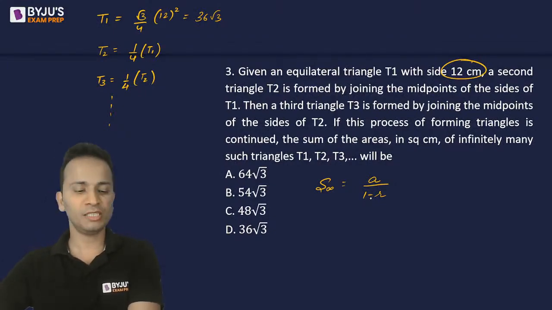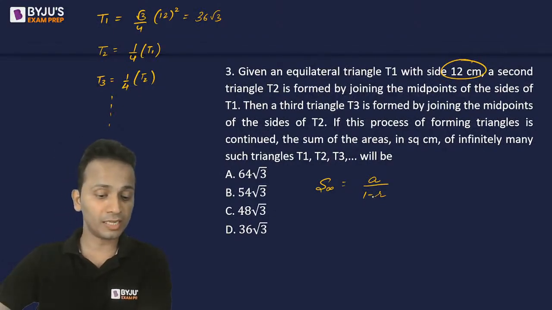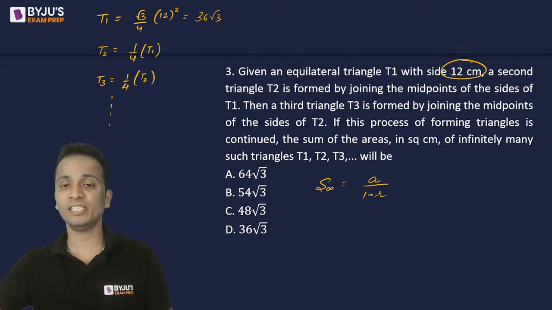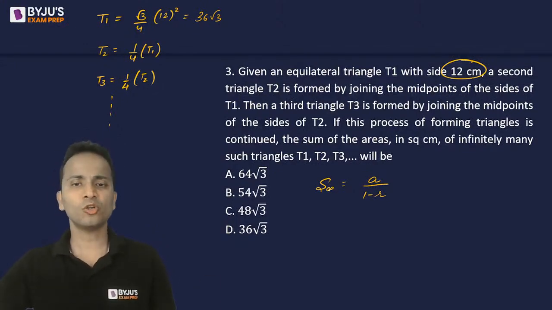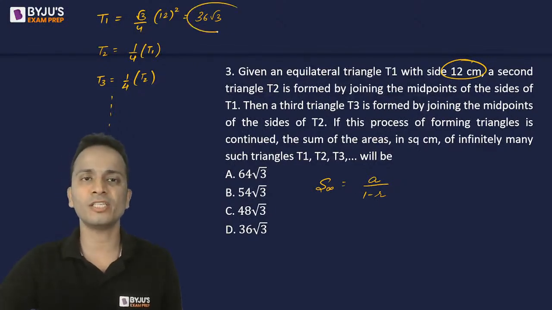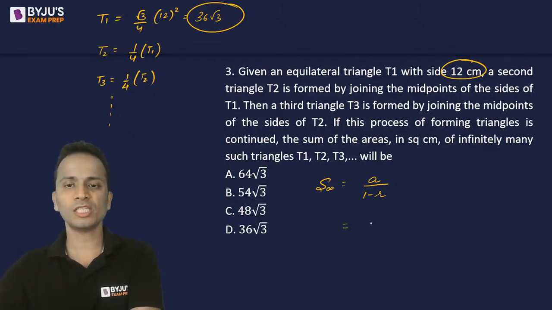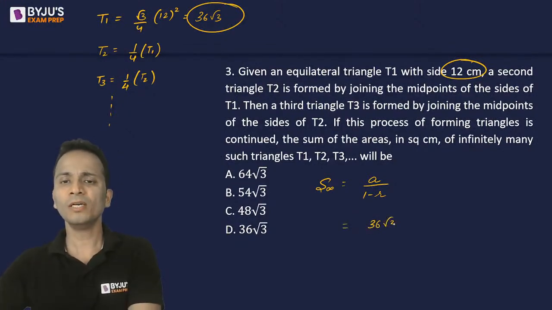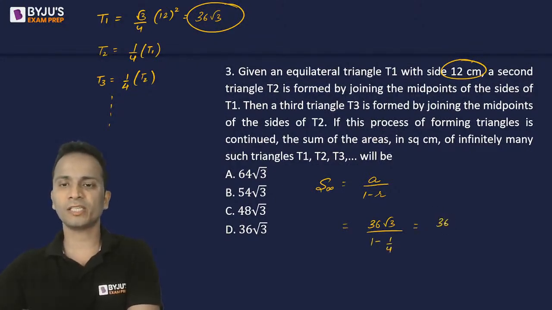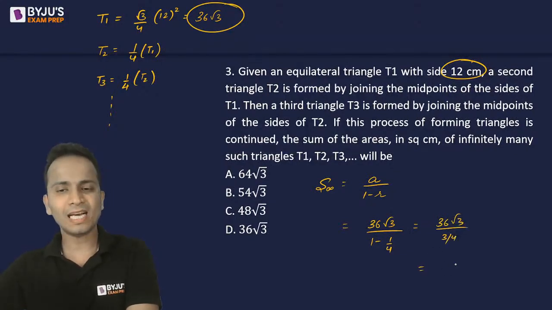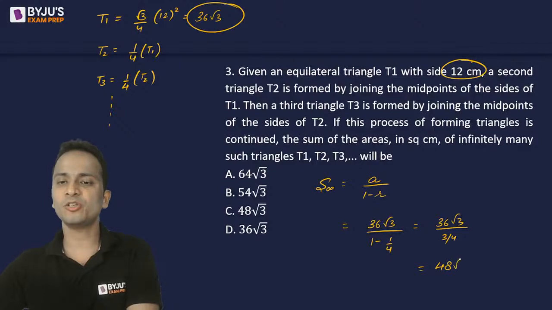Okay, so it will be an infinite GP, right? Mankit Dhankar is saying that it will be an infinite GP, absolutely. So this will be a sum till infinity where the first term is given as 36 root 3 and the common ratio is given as 1/4. So just substituting the value, 36 root 3 divided by 1 minus 1/4. Okay, so 36 root 3 divided by 3/4, and the answer should come out to be 48 root 3.